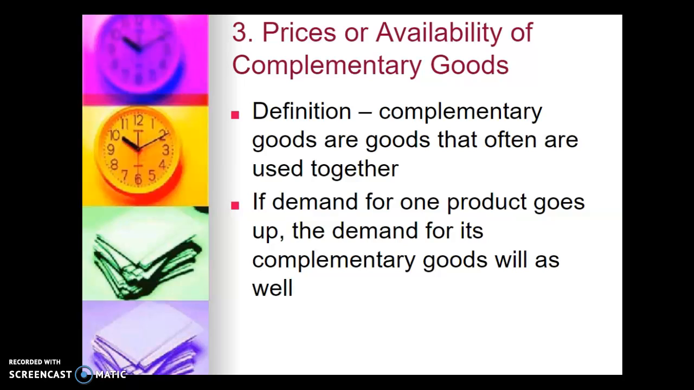Number three, the price or availability of complementary goods. The definition of a complementary good first is they're goods often used together. Hot dogs and hot dog buns are a great example of this. If demand for one product goes up, the demand for its complementary good will as well. Again, let's say that the price of hot dogs decreases dramatically. What is the demand for hot dog buns? That demand would increase. It would shift to the right for the hot dog buns because that's a complementary good.